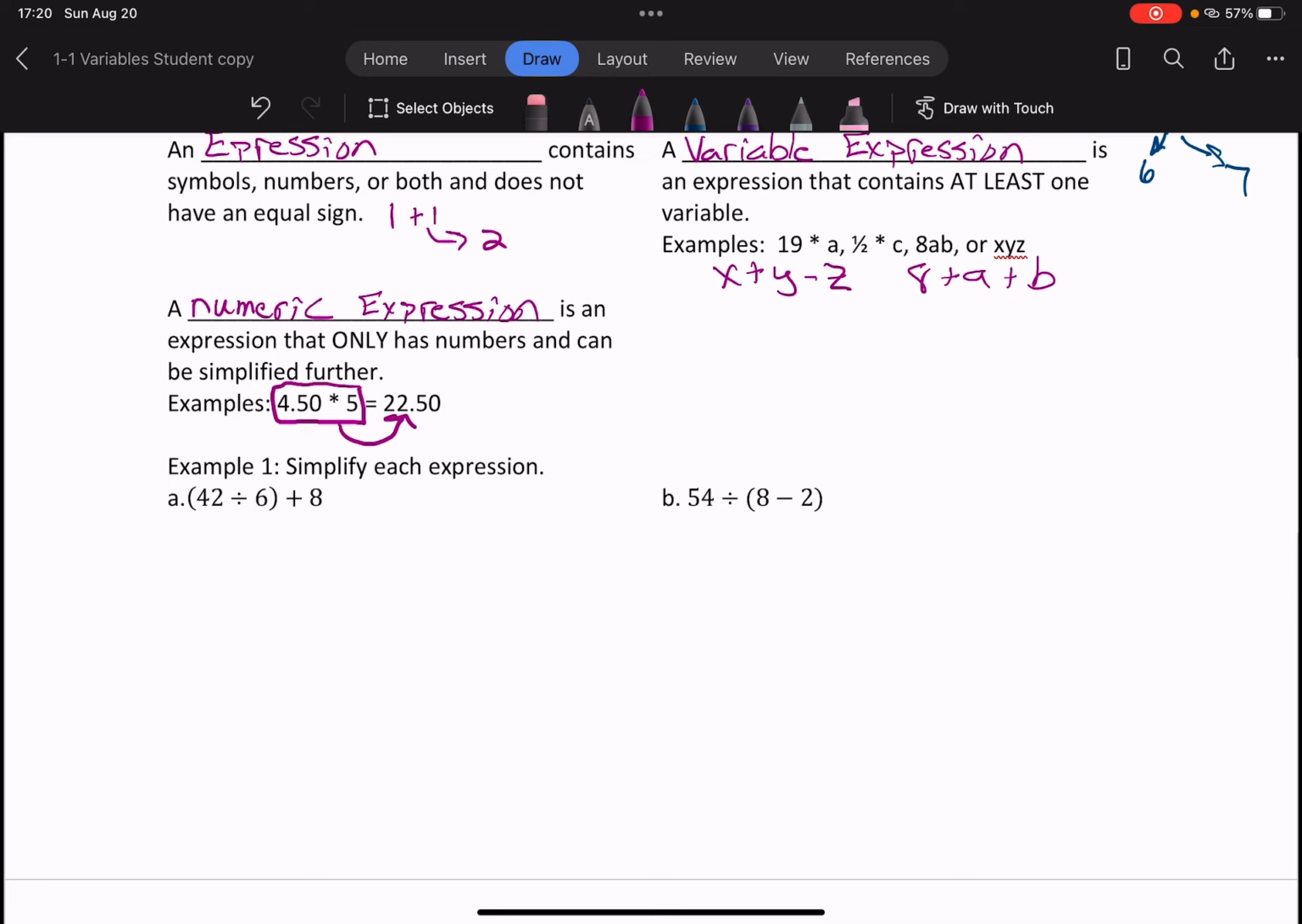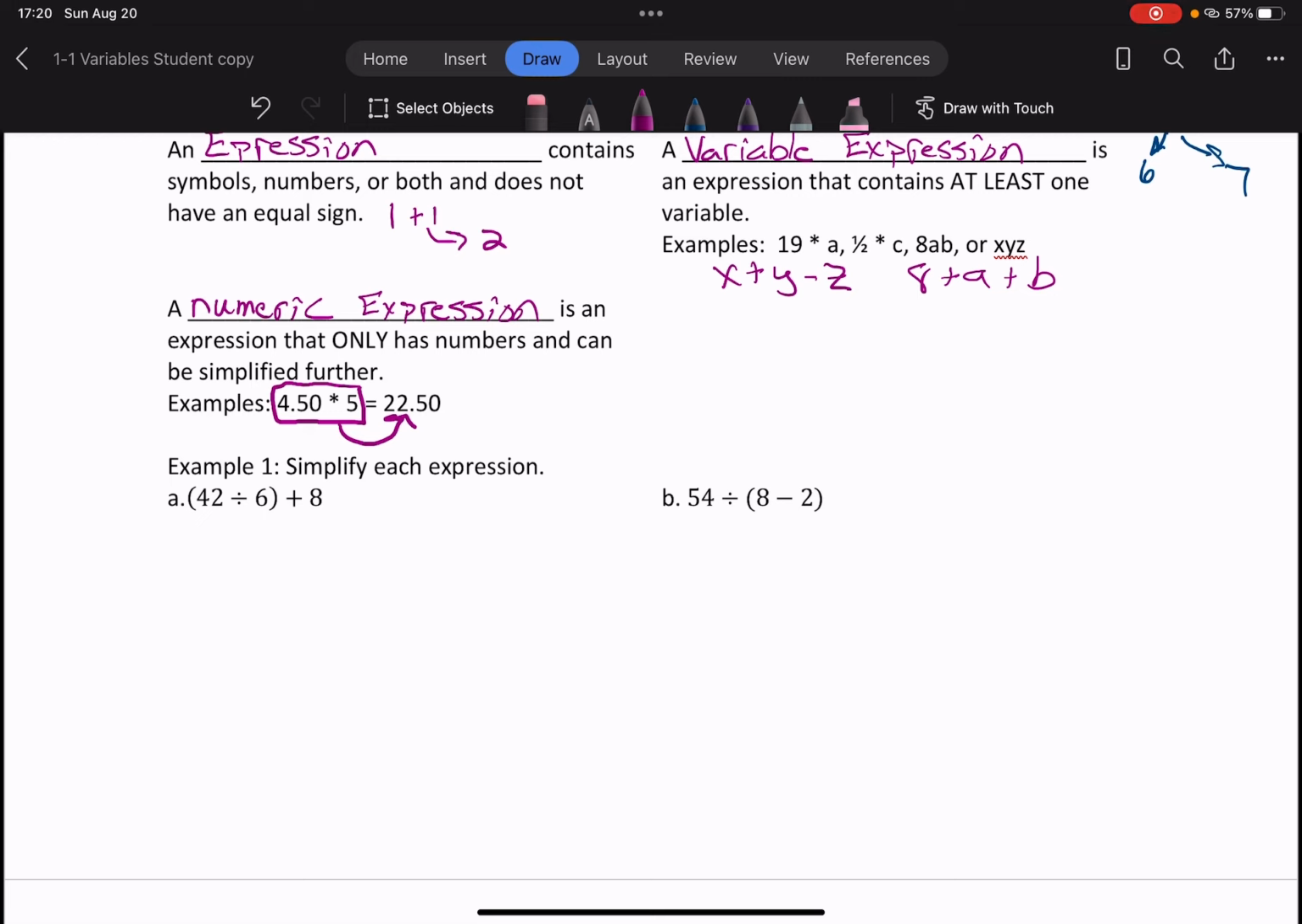So example 1. I'm going to work through example 1, and I'll pause it, and then we'll do example 2 quickly. So example 1, I have in parentheses 42 divided by 6 plus 8. The first thing we need to look at, by procedures, is always parentheses. What's inside the parentheses?